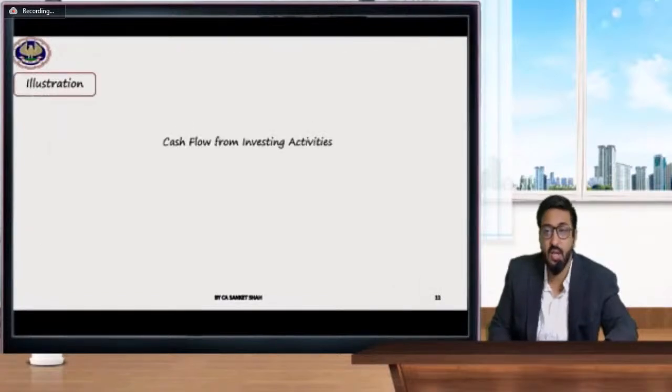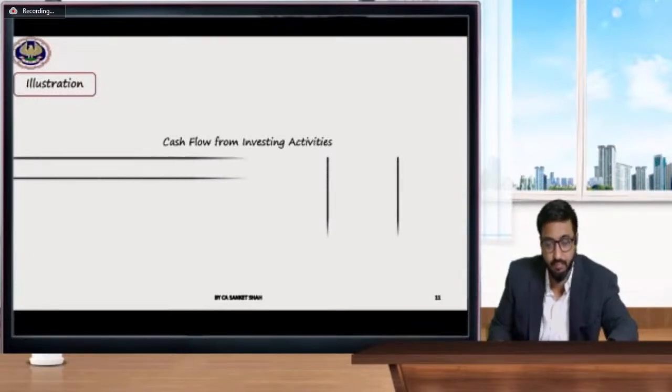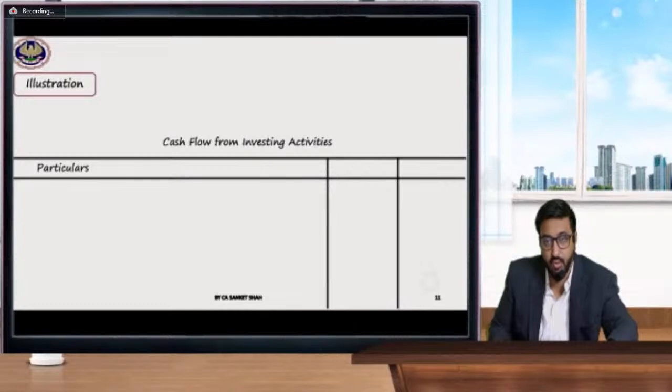one illustration I am giving you, cash flow from investing activity you have to find out. Now, how to find out cash flow from investing activity? You just have to tell me whether this is investing. If cash comes in, you will add, and if cash goes out, you will deduct it. Simple है. चलो बताइए.